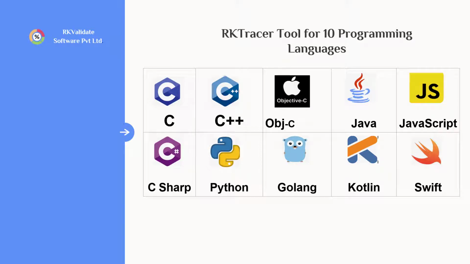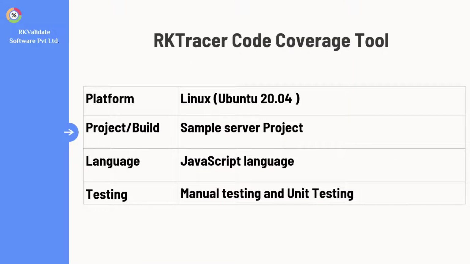Hi guys, ArchiTracer is a code coverage tool for 10 programming languages. In this video, we're going to learn how to generate code coverage using the ArchiTracer code coverage tool in the following environment: platform Linux, project sample server project, language JavaScript. We'll test using manual testing and unit testing.